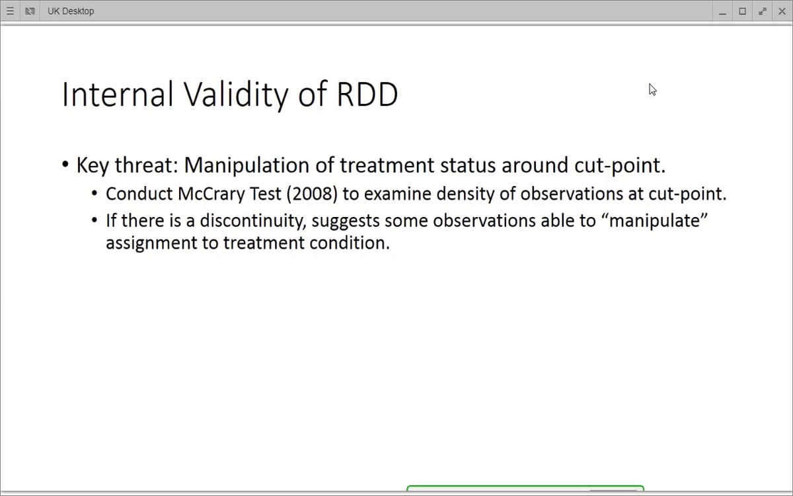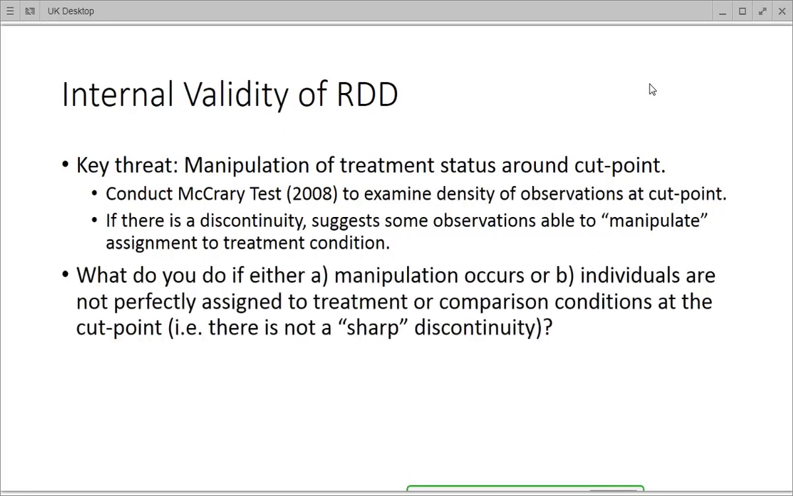Everybody that is below the cut point, we should see that none of them are assigned to treatment. Everybody that is above the cut point should all be assigned to treatment. There shouldn't be any sort of convergence.